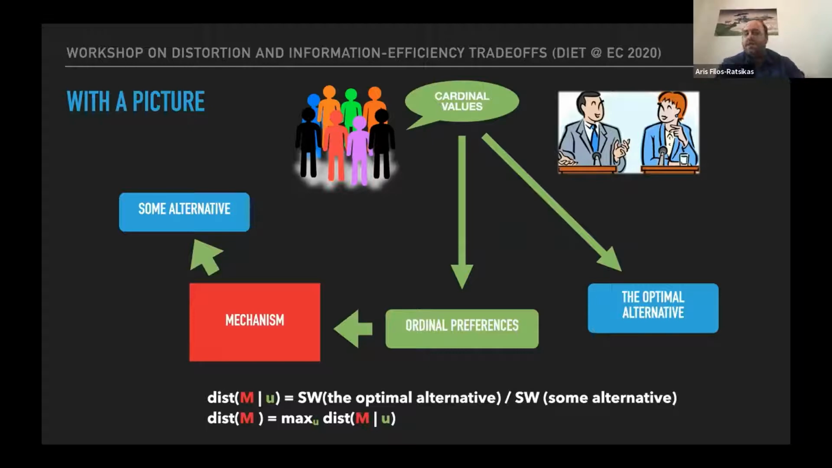Then we can calculate the distortion of the mechanism on this particular instance, this particular set of cardinal values up there, in the same way that I described earlier. And then to find the distortion of the mechanism, we just take the worst case over all the possible cardinal values that we can have. And this is the definition.